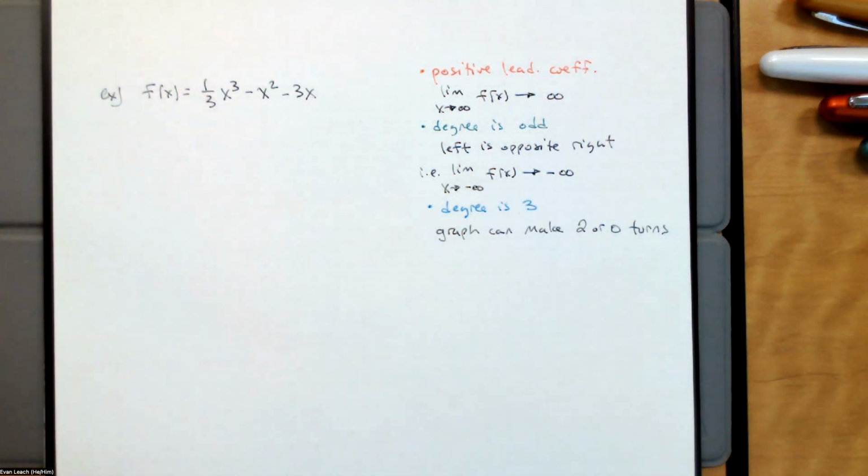Since the degree of our polynomial is 3, this graph will make either 2 turns or 0 turns. We can't make an odd number of turns because the ends have to go in opposite directions. We can't have ends going in opposite directions and make one change of direction, because there has to be at least 0 changes of direction. Starts going up, keeps going up. Or if it makes one change of direction, it has to make another change of direction. Otherwise, the ends will not be going in opposite directions.